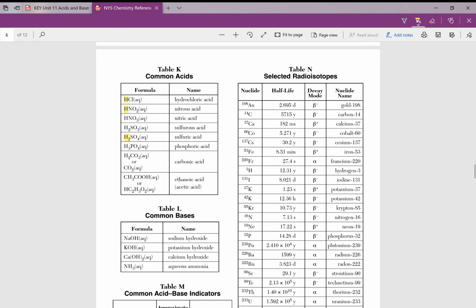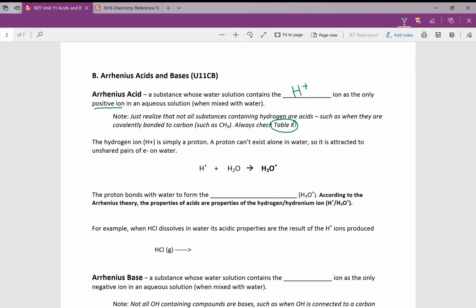Just be on the lookout for this very last one, which is acetic acid, where it has this COOH group. That signifies that you actually have an acid, and it has to do with this hydrogen that's written at the end. That's the one that gets ionized. So just be on the lookout. That's like a special little one that you could see. Or sometimes you'll see it with, again, that hydrogen out in front. So always be checking table K for Arrhenius acids.